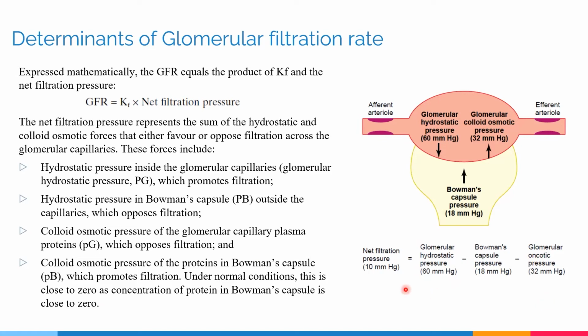glomerular hydrostatic pressure minus the Bowman's capsule pressure and minus the glomerular osmotic pressure. The glomerular hydrostatic pressure comes to about 16 millimeters of mercury. The Bowman's capsule pressure is about 18 millimeters of mercury, and the glomerular osmotic pressure is around 32 millimeters of mercury, to give the net filtration pressure of 10 millimeters of mercury.